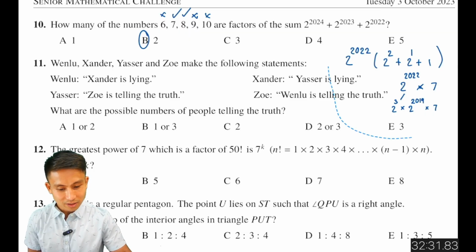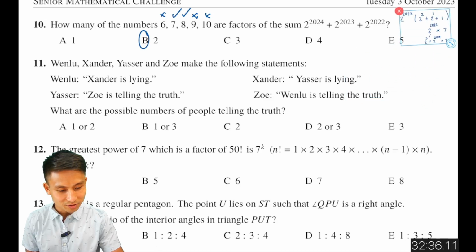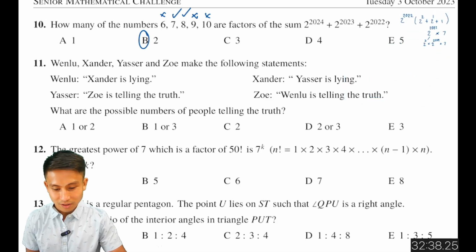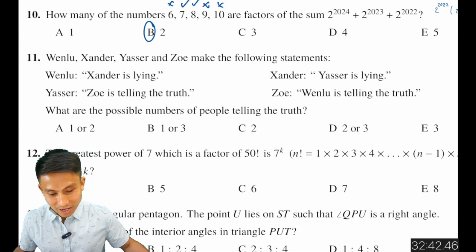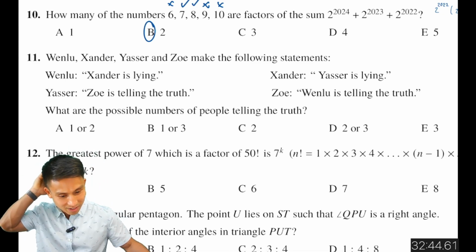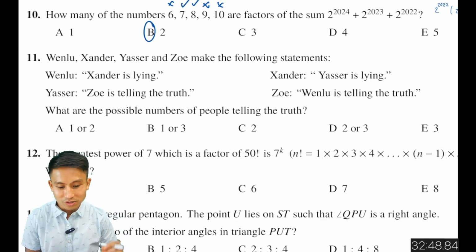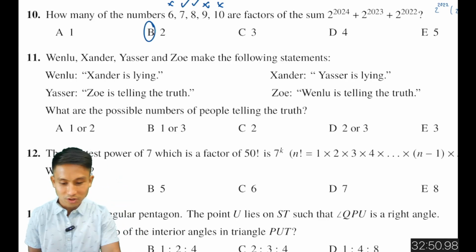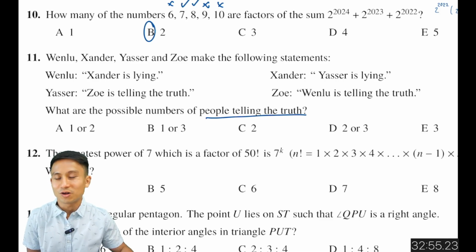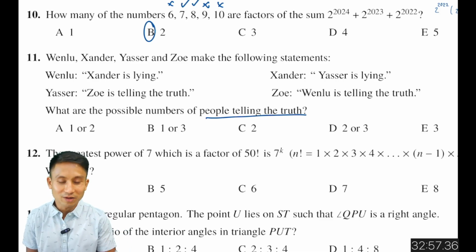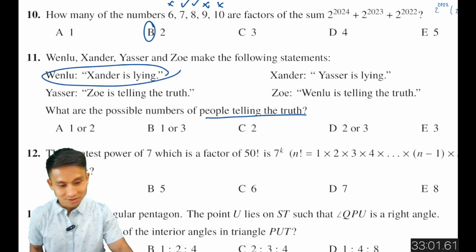Okay. The next one is probably quite fun. It's logic. I'm going to keep the working here. When Lou, Xander, Yasser, and Zoe make the following statements, we are finding the possible number of people telling the truth. The easiest way to go is just to go with the flow. Do you feel like making this person tell the truth first? I feel like that, so just go with it.